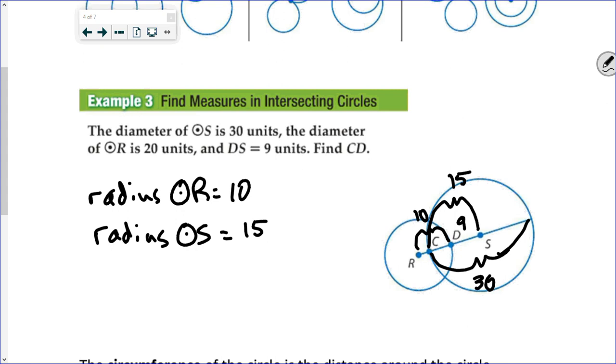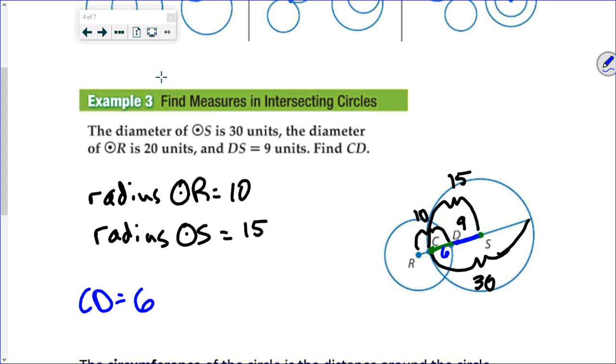Hey, right there, that's useful. CS, I'll highlight, is a radius of circle S, which is 15 units. A segment inside of there is 9 units. That means we would have 6 units left. So CD is 6. So we had to do some work, some breaking down to find out what we needed to know there.